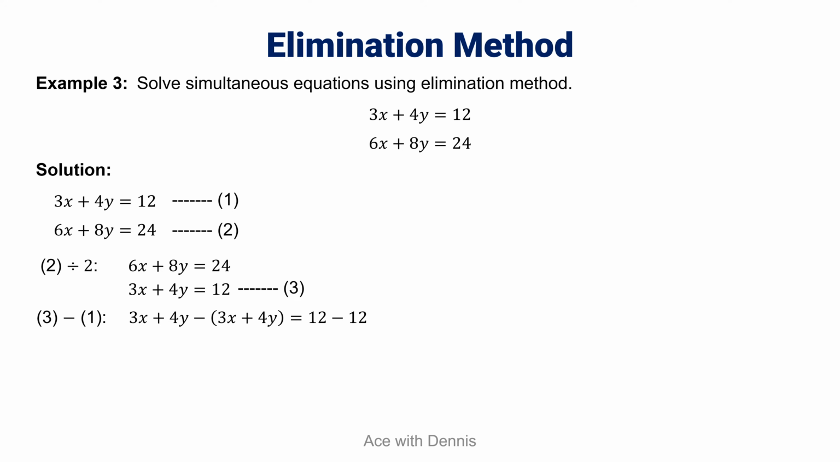So equation 3 minus equation 1. This is what I get: 3x plus 4y minus bracket 3x plus 4y equals 12 minus 12. And I will get 0 equals 0. Okay, so I think this is easier to understand, because since both are the same equation, when they minus each other, we will get 0. So both x and y are eliminated, which means that there is no single common solution. For the elimination method, it is easier to tell if it is an unlimited solution, because both sides are 0. Hence, it has unlimited solution.